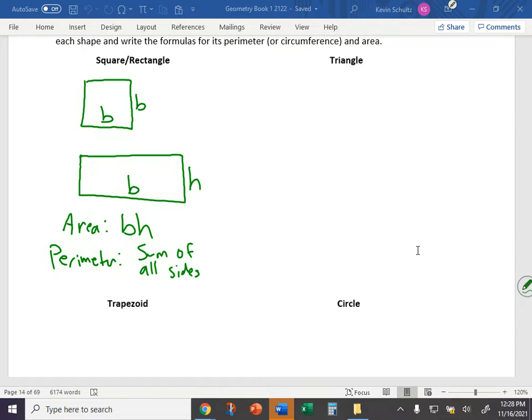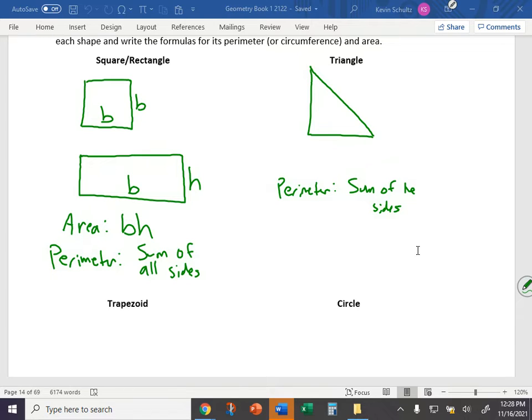For a triangle, the perimeter of a triangle is consistent with square and rectangle: just the sum of the sides. And you've probably done that like 199 times now, found perimeters of shapes. But how about the area of a triangle?